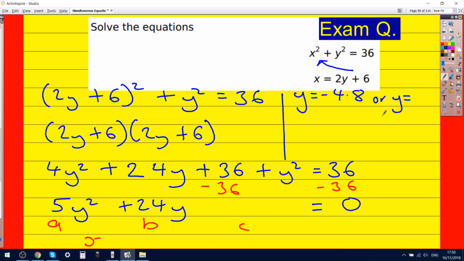This is x² equals 0, and so x is 0. Yeah, that's fine. So in our case, it's y. So y is minus 4.8 or y is 0. So then how would you get x?